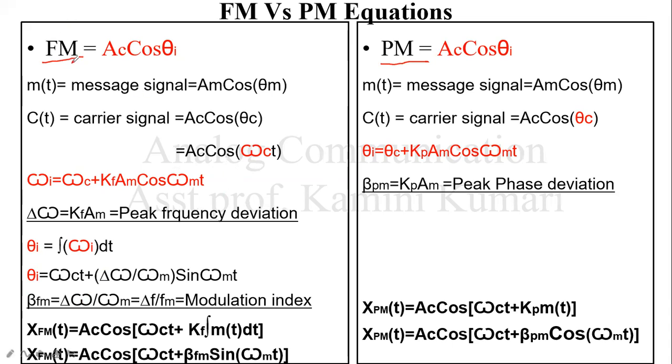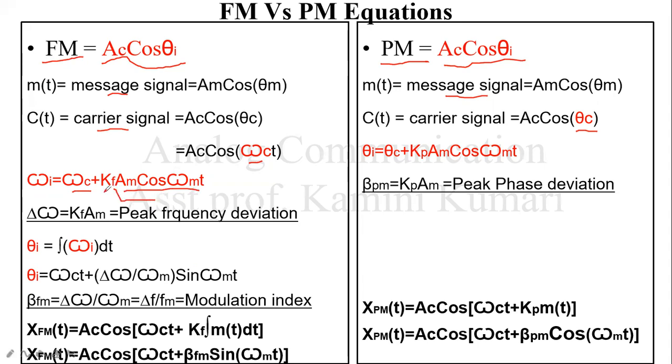For FM and for PM, we are assuming that Ac cos theta i is the modulated wave equation. As you know, for FM, we need to vary the carrier signal frequency with respect to the message signal. For PM, we need to modulate, or change, the carrier signal phase with respect to the message signal. So in the case of frequency modulation, we are changing the carrier frequency with respect to the message signal by some constant.